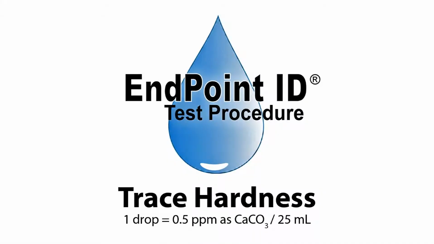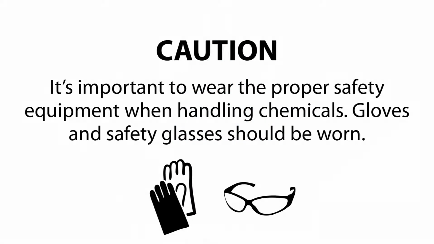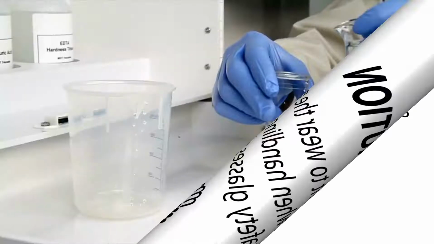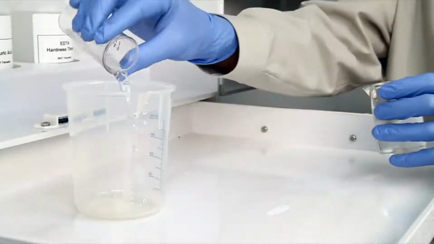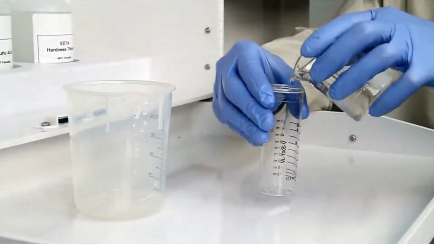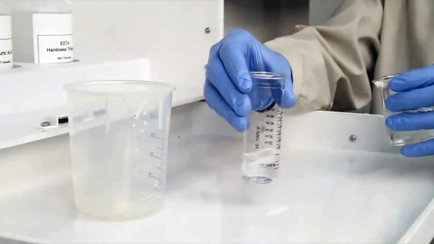This is a demonstration of a trace hardness drop count test kit using endpoint ID procedures. The first step according to the endpoint ID procedure is to gather an accurate sample. The smallest change in sample size will lead to inaccurate results.